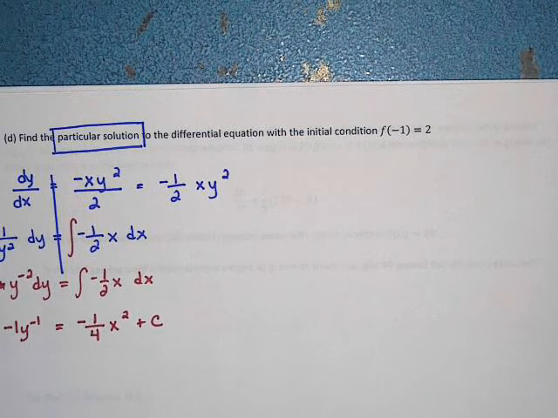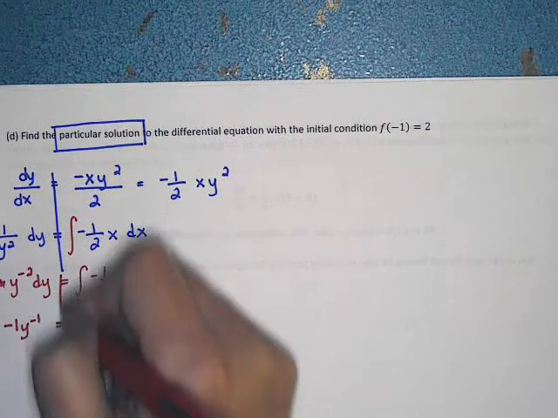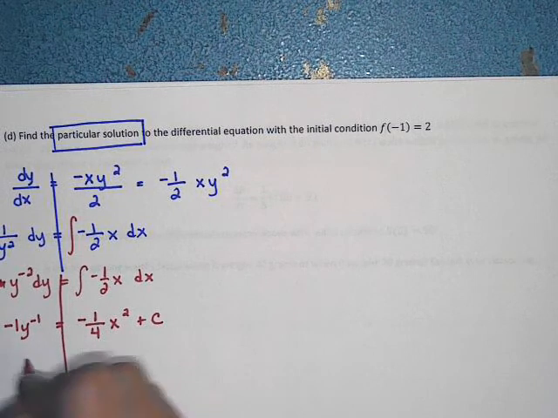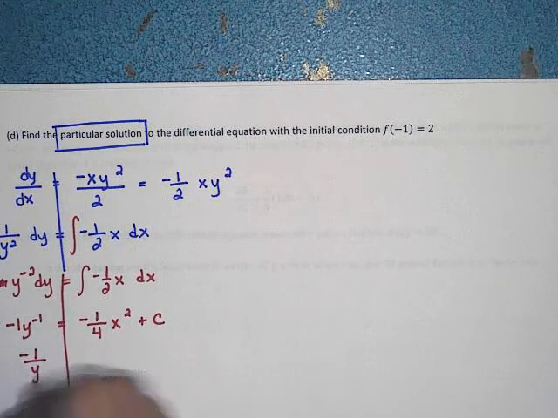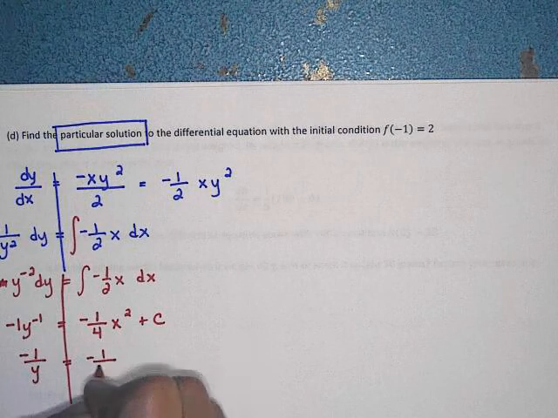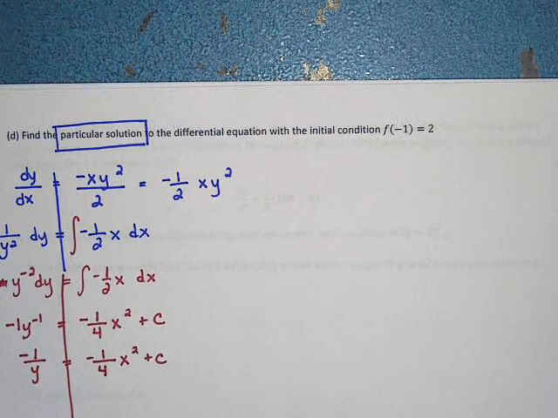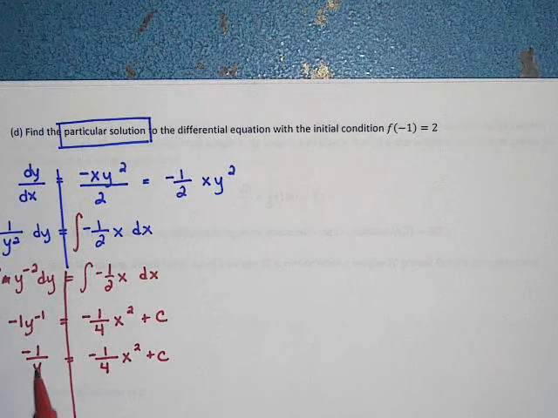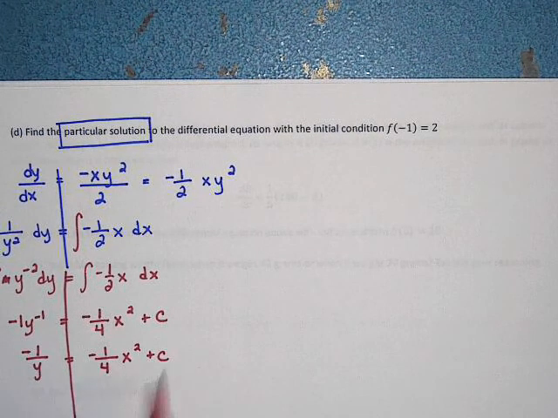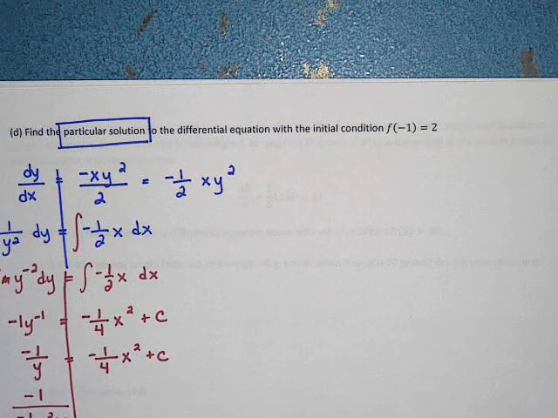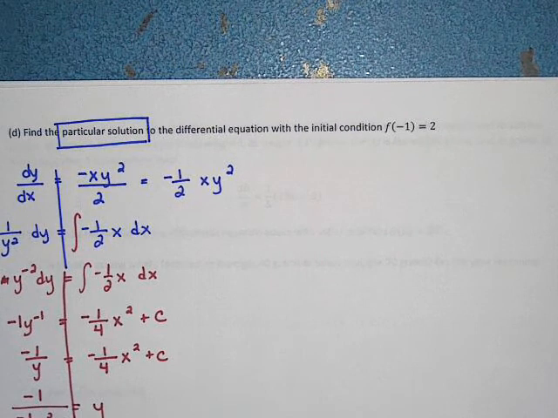Now I'm going to try to isolate y. Unlike when I did my antiderivative and my integral, I think it's easier to isolate y if I rewrite the problem like this. So what I'm going to do is two things at once. I'm going to multiply by y and divide by this, which means I get negative 1 over negative 1/4 x squared plus c equals y.